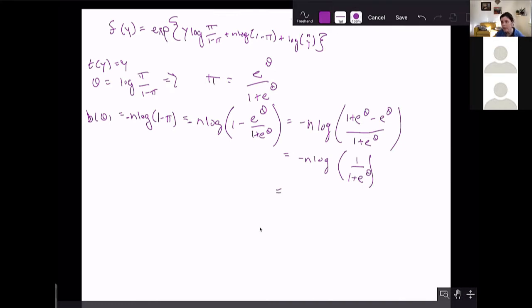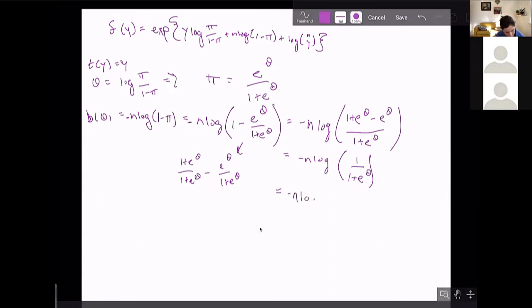Does this make sense, what I'm doing? The second part does, but I don't know why the first one does. So basically I took this 1 here and made that into 1 plus e to the theta over 1 plus e to the theta. Oh, so you can have a common denominator. Yeah, exactly. And then that allows me to combine everything, so I have everything under one denominator. And because of that, I can split up the log term.